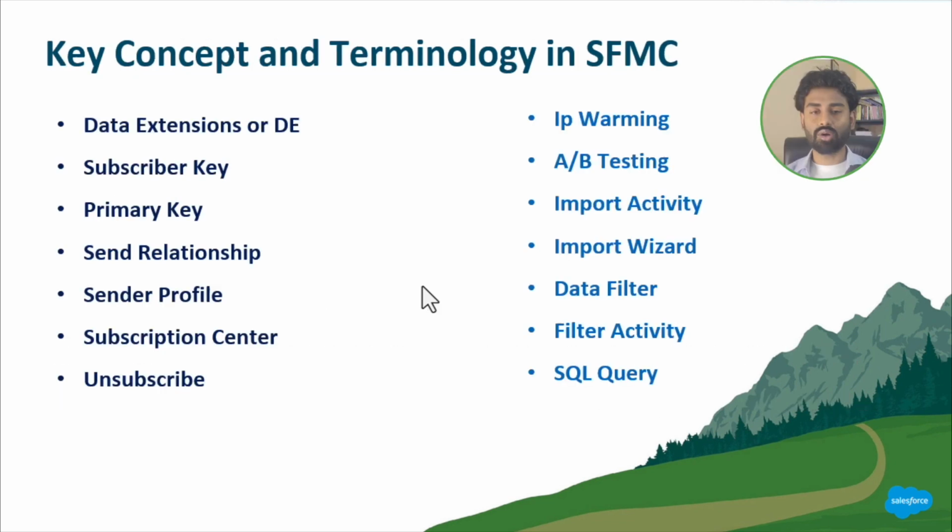Now, before going into the overview part, first understand what these core concepts are. So data extension, subscriber key, primary key, send relationship, sender profile, subscription center, and unsubscribe. Now, I want to tell you that there are many things on the right side as well, like IP warming, A/B testing, import activity, import wizard, data filter activity, and SQL query.